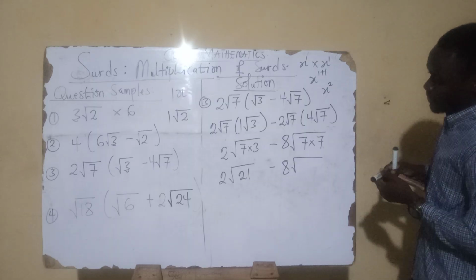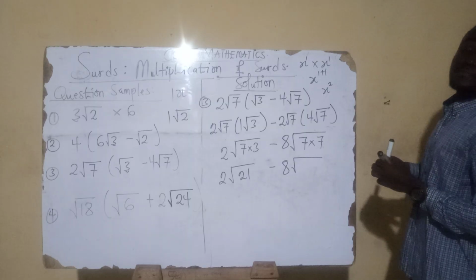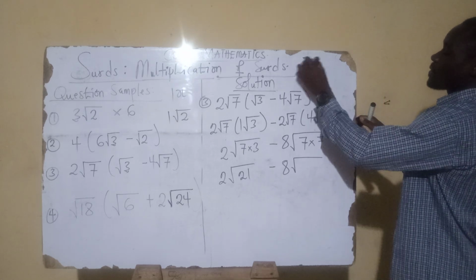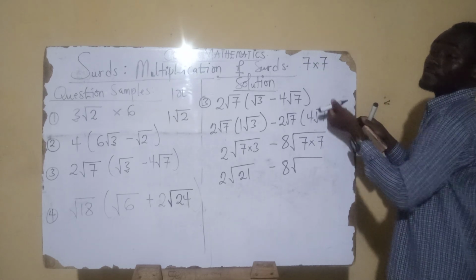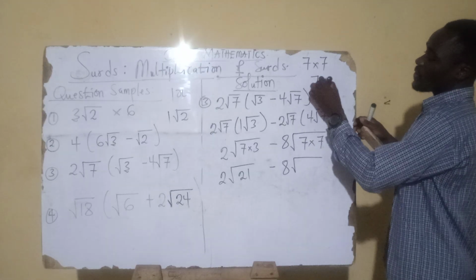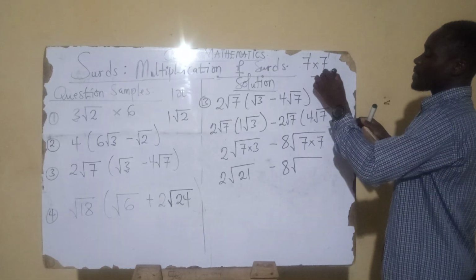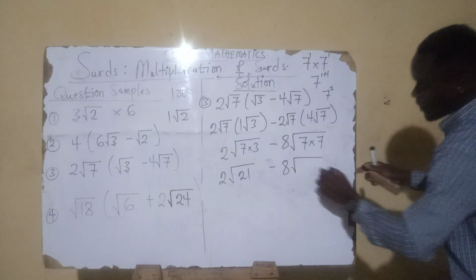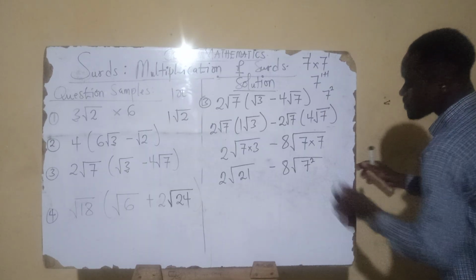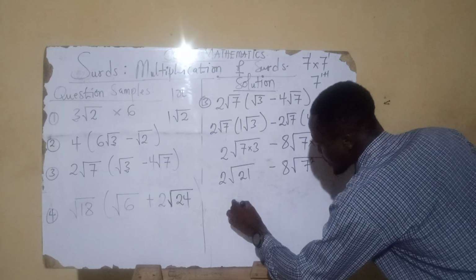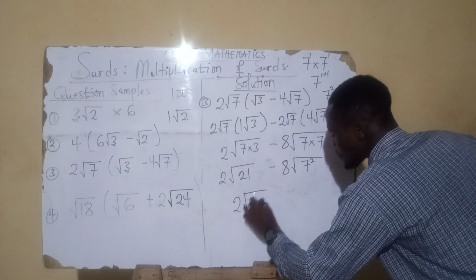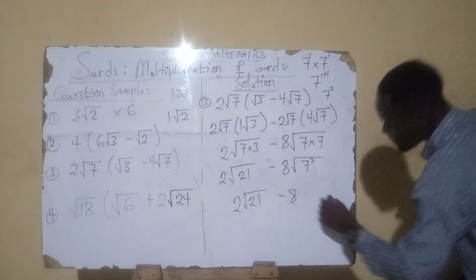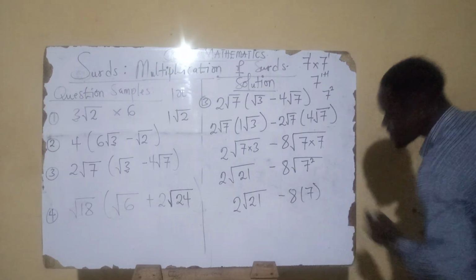In the same manner, when we have 7 with a product of 7, I'll maintain one of the bases. The power here is 1, so I'll get 1 plus 1. I'm going to get what? 7 squared. Very good. So I'm going to get what? 7 squared. Where here I'm getting 2 root of 21 minus what? 8 in the bracket 7.